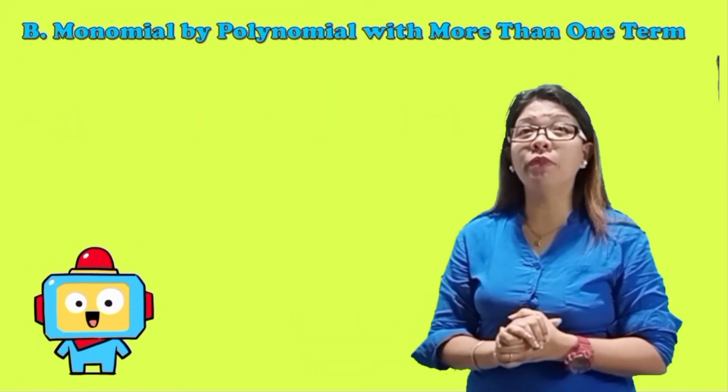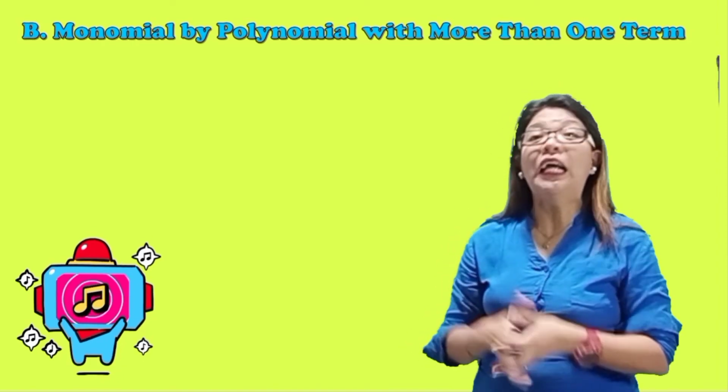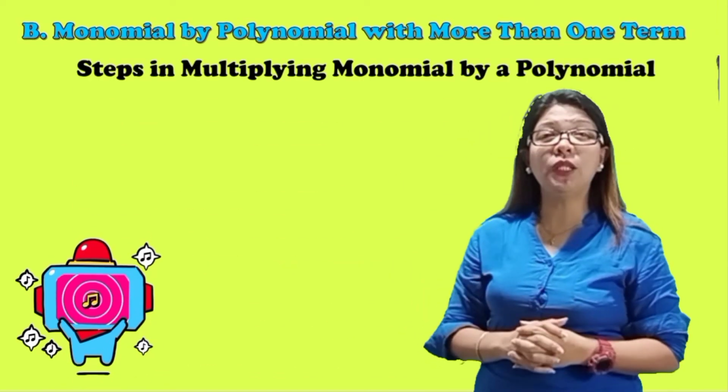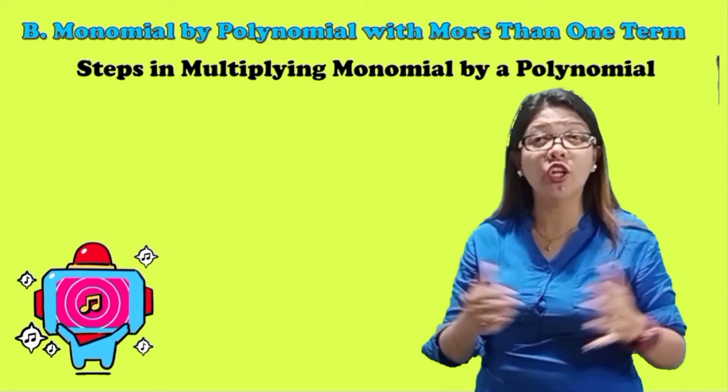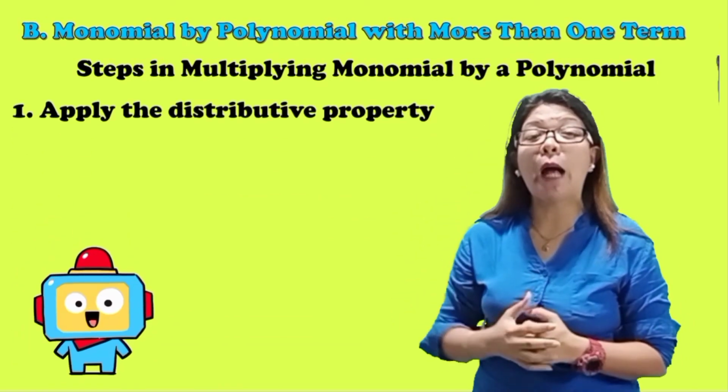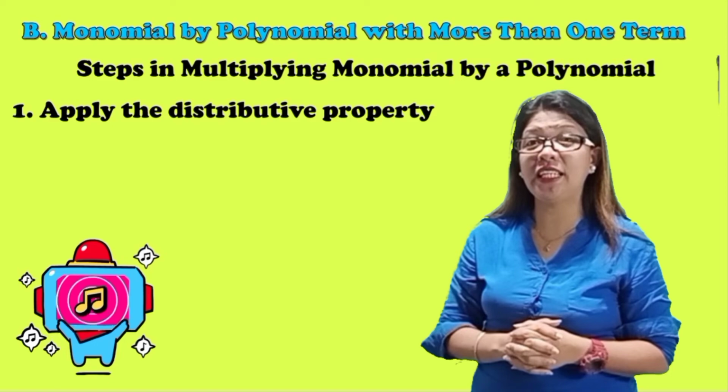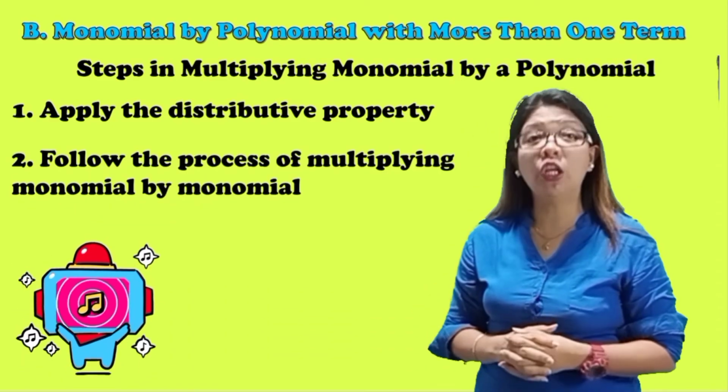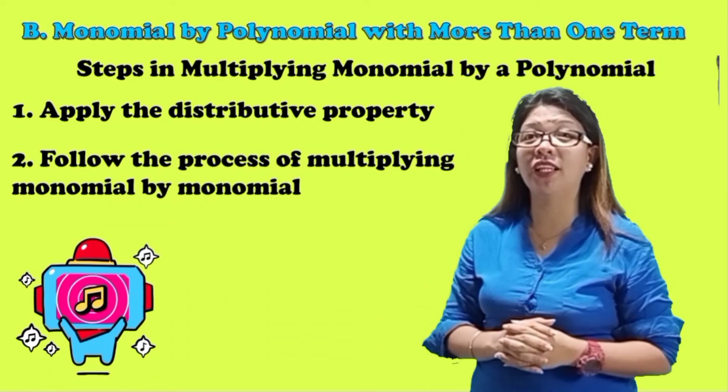Monomial by polynomial with more than one term. Here are the steps in multiplying monomial by polynomial. Number 1. Apply the distributive property. And number 2. Follow the process of multiplying monomial by monomial.